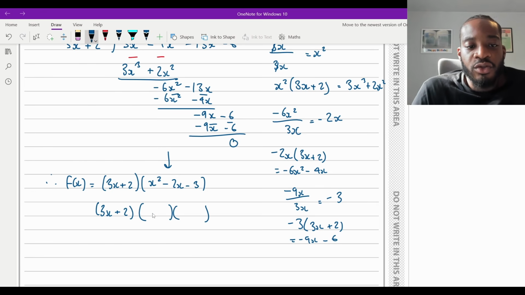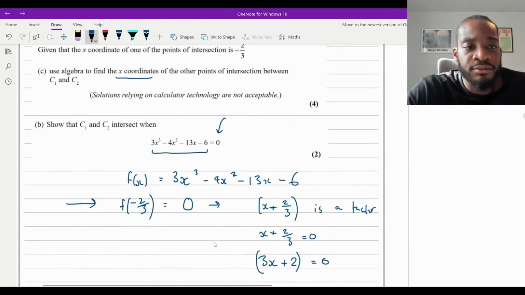Okay. We need two factors of negative 3 which add to make negative 2. That's going to be a negative 3 and a positive 1, isn't it? Yep, that's fine. So therefore, the two other roots are going to be when x is equal to 3, make that 0, x equals minus 1.